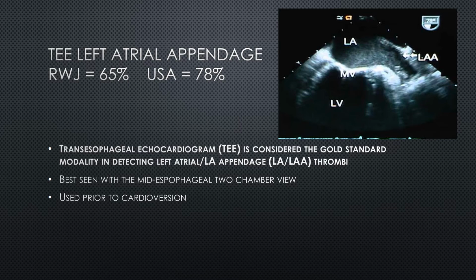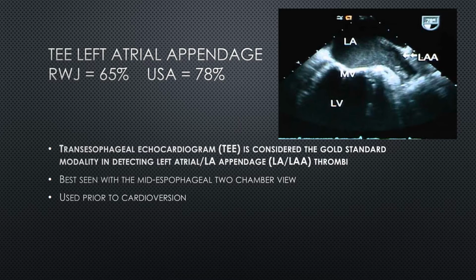Next keyword is TEE, left atrial appendage. So we did pretty well on this question, so I'm not too concerned. This picture here represents a mid-esophageal two-chamber view. At the top of the image we have the left atrium, the bottom of the image we have the left ventricle, and in between is the mitral valve.